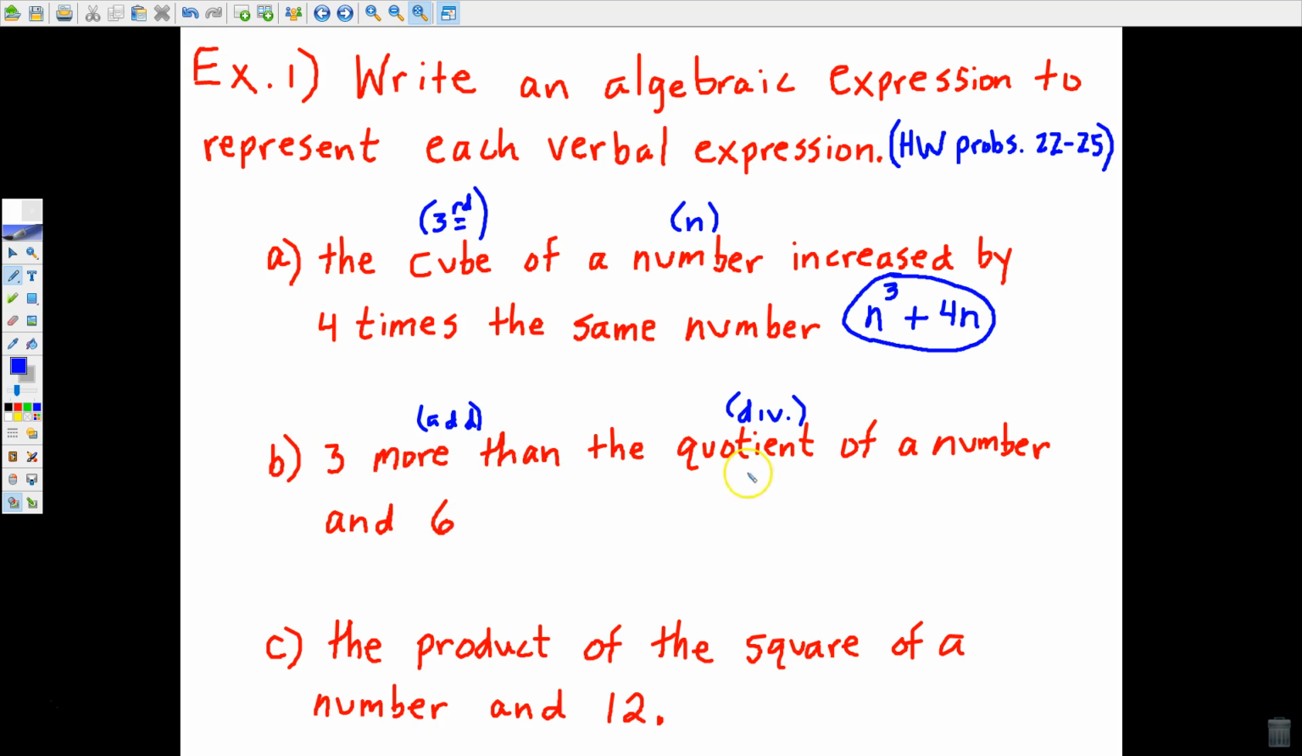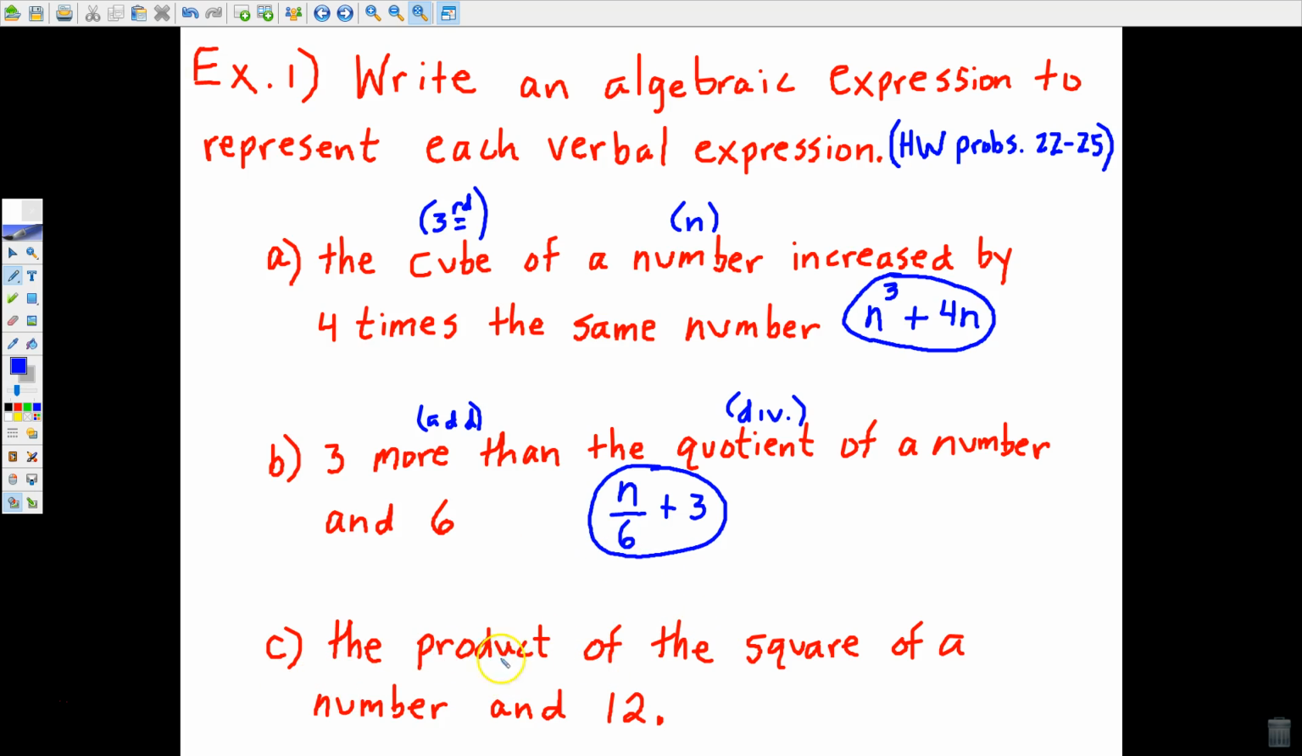So I'm going to do this fraction. A fraction is just another way of indicating division. The quotient of a number and 6. And then we're going to tack on this "3 more than." So in other words, we're going to add 3 to this fraction, which is the number divided by 6, or the quotient of a number and 6. So n over 6 plus 3 is our answer for letter B. Okay, let's work on letter C.